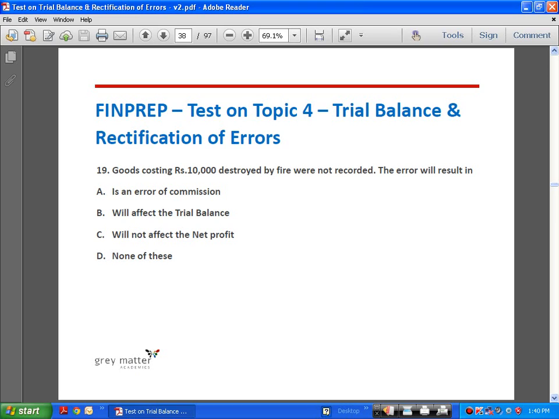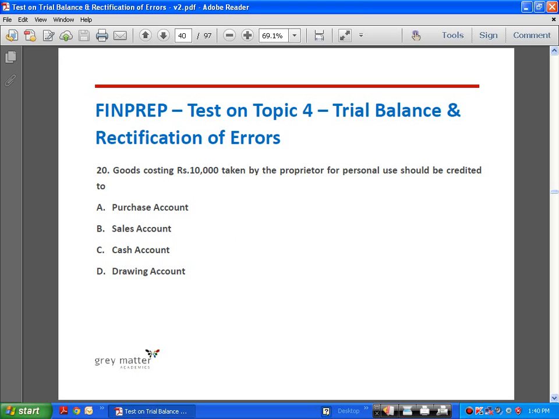Goods costing rupees 10,000 destroyed by fire were not recorded. So this is similar to the other questions. It's not an error of commission. It will not affect the trial balance. It will affect the net profit. And so the answer is D, none of the above.